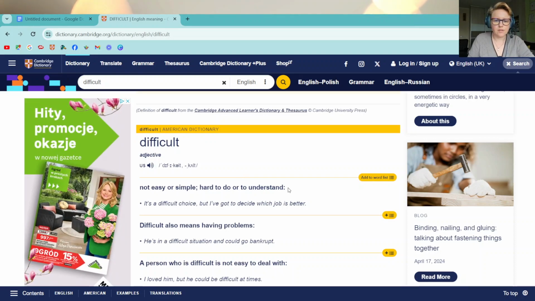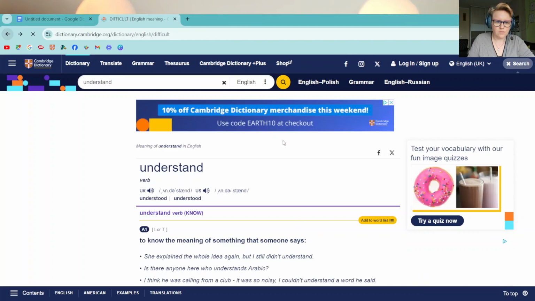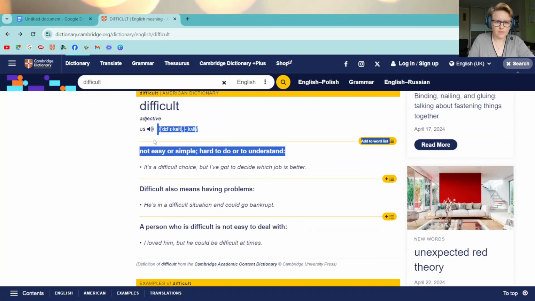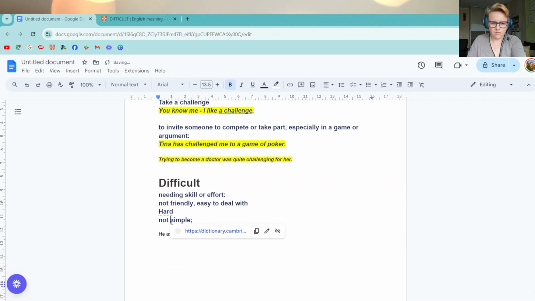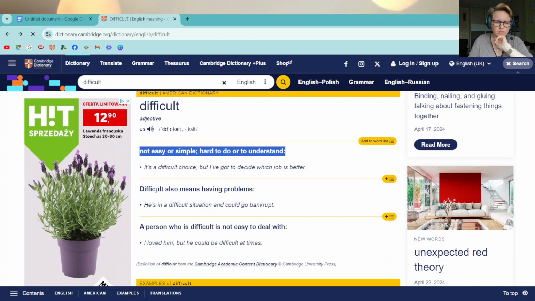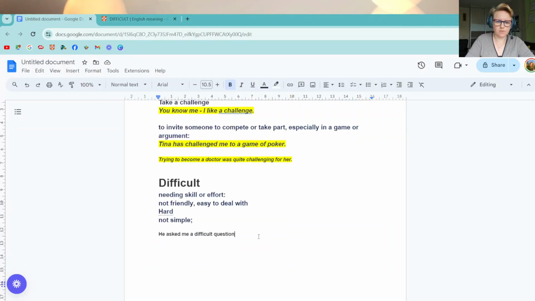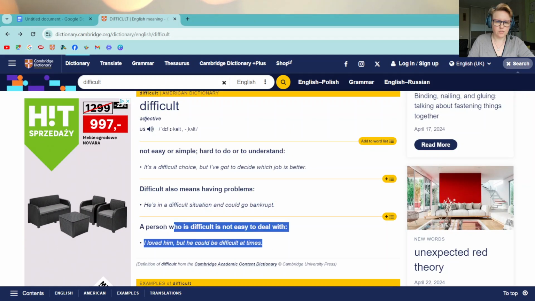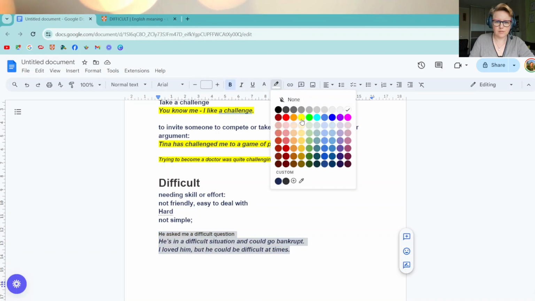Yeah, hard to understand. Hard is also a good word. Hard. And I will just put it maybe hard as a synonym, yes? Not simple. Okay, not easy or simple. Let's put it like that. Hard, difficult. He asked me a difficult question. Difficult also having problems. Yeah, a person who is difficult is not easy to deal with. Yeah, you can have a difficult person, a difficult problem. Let's put that into examples. Difficult situation. Difficult person. Not easy to deal with, right? So we can put these as examples.